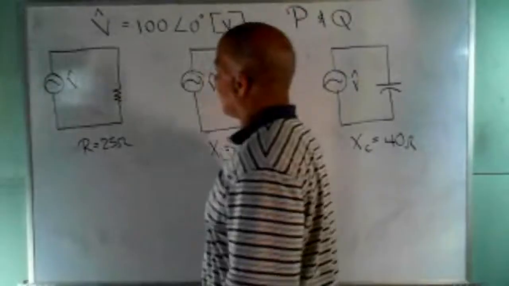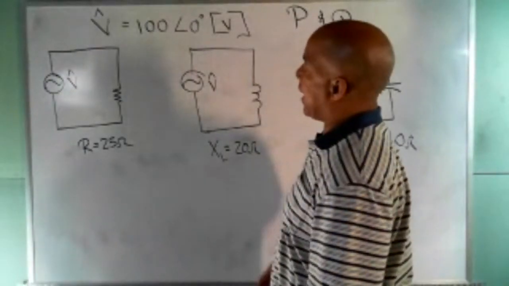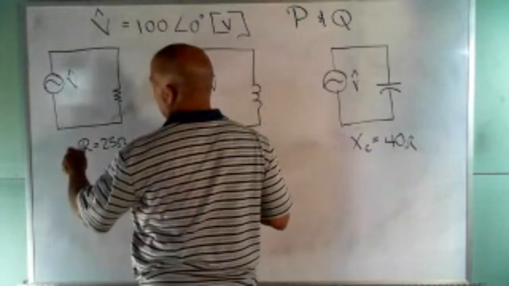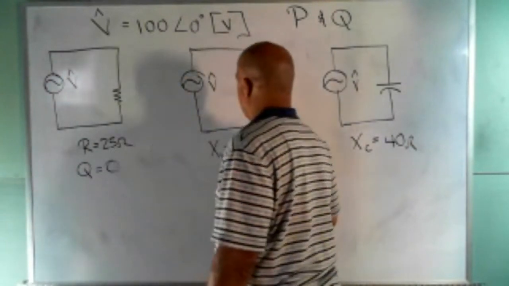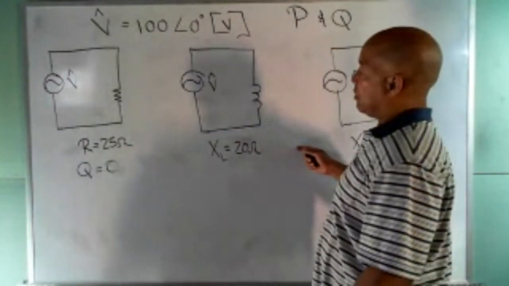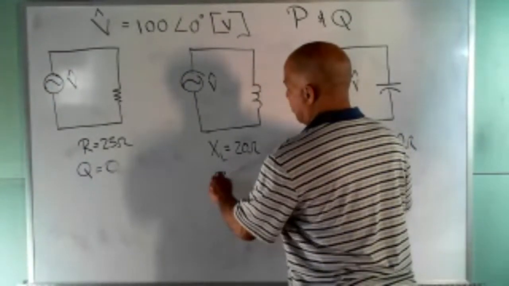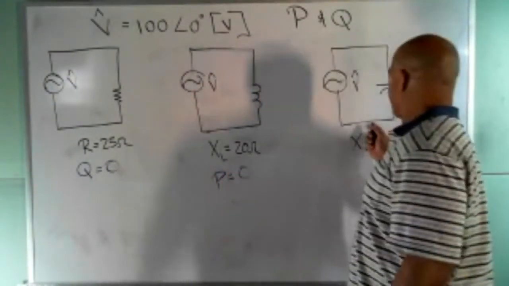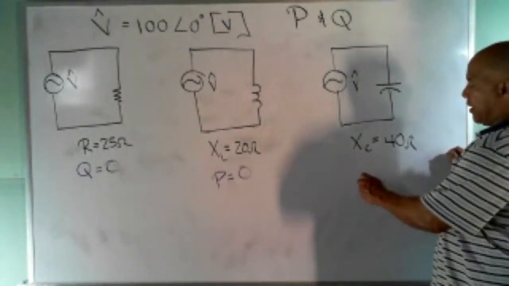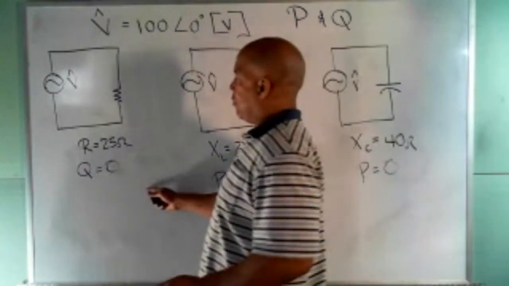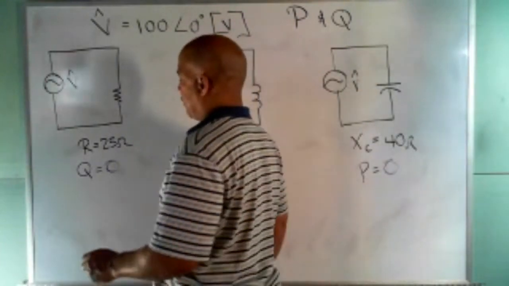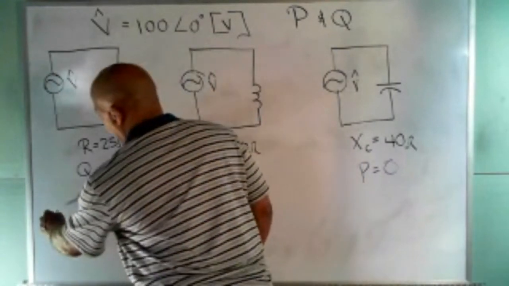For this first circuit, we don't have any reactive components. So for this one, Q is 0. And for this, we don't have any resistor, so for this one, P is 0. And the same here, we don't have any resistor value, so for this one, P is 0. But over here, I do have resistors, so I can get P over here.